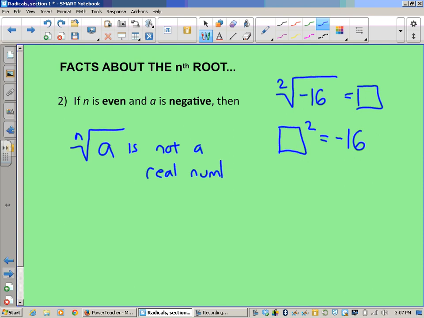So right now, there's no way for us to simplify when we have an even index and a negative under the radical sign. Later in this chapter, we'll actually have a way to do that, but right now we don't have a way of doing that.